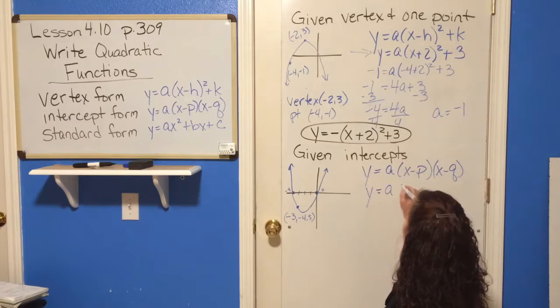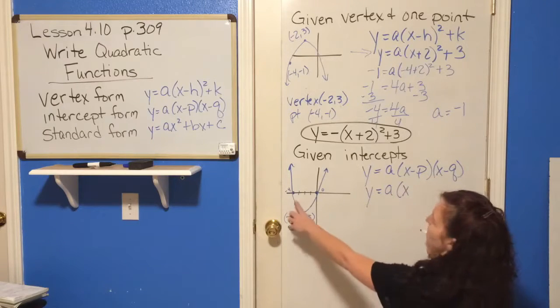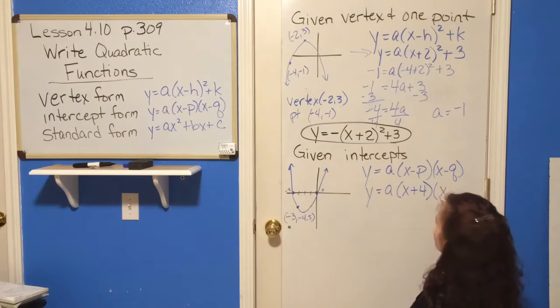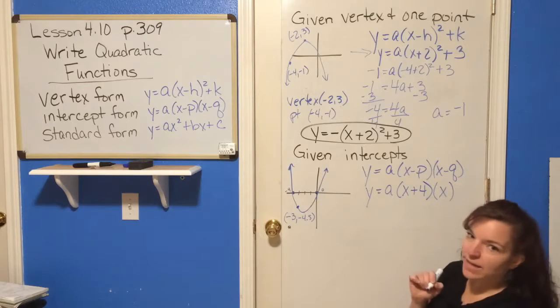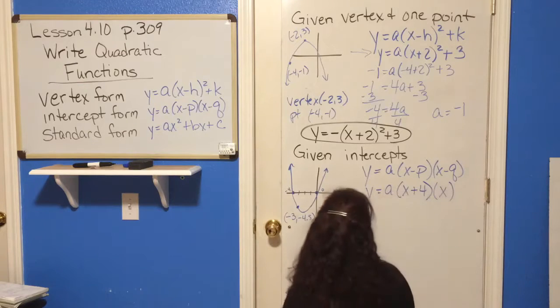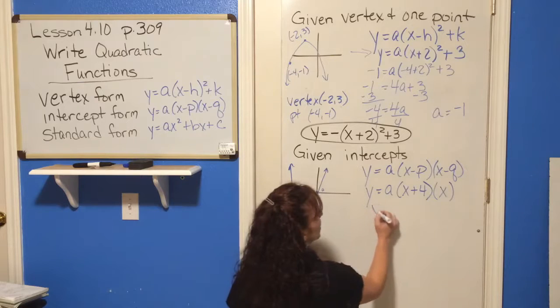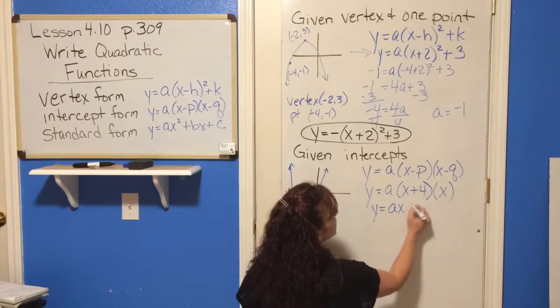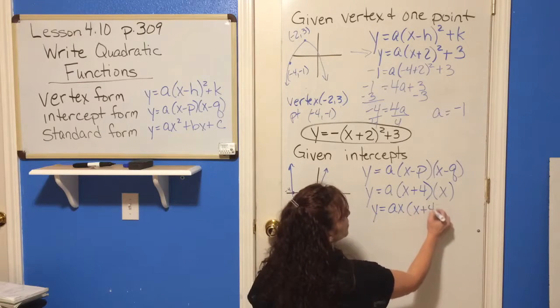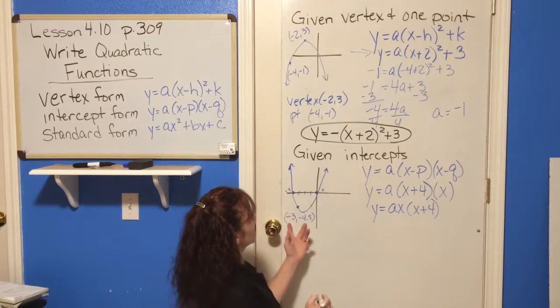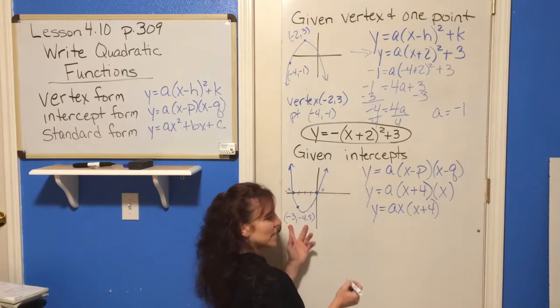y equals a times x minus a negative, which would be plus 4, times x minus nothing, which is just x. All right. And we can simplify that and say y equals a x times x plus 4, because that'll simplify this a little bit. We're going to put in x and y. Oh, look, a decimal. Here we go.